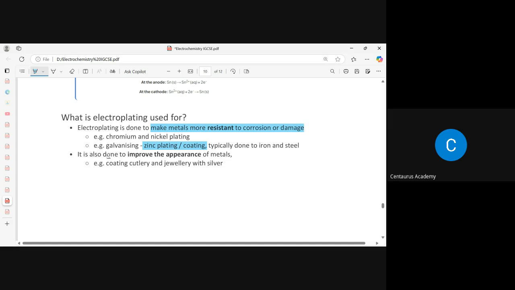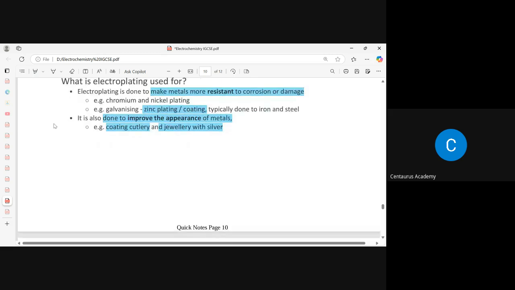steel. And electroplating is also done to improve the appearance of the metals. For instance, we coat any cutleries with silver or gold, or any jewelries which are coated with silver or gold for their appearance purposes.